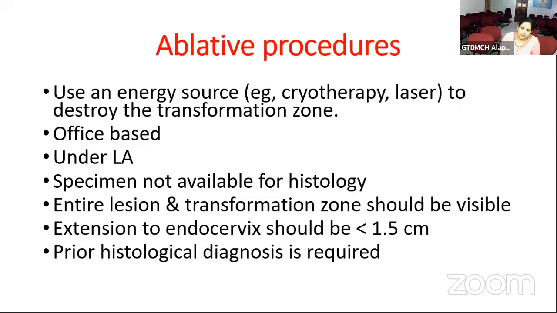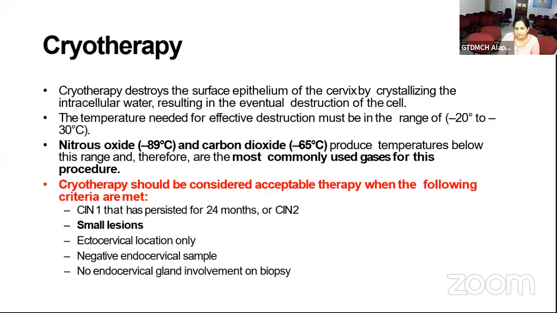So ablative procedures use an energy source. We normally use an energy source such as cryotherapy or laser to destroy the transformation zone. This is done as an OP procedure under local anesthesia. A specimen is not available for histology, and the entire lesion and transformation zone should be treated. Extension to the endocervix should be less than 1.5 centimeters. So with larger lesions, or if the depth is more, you cannot go for ablative procedures. Prior histological diagnosis is required, confirming it is not an invasive malignancy.